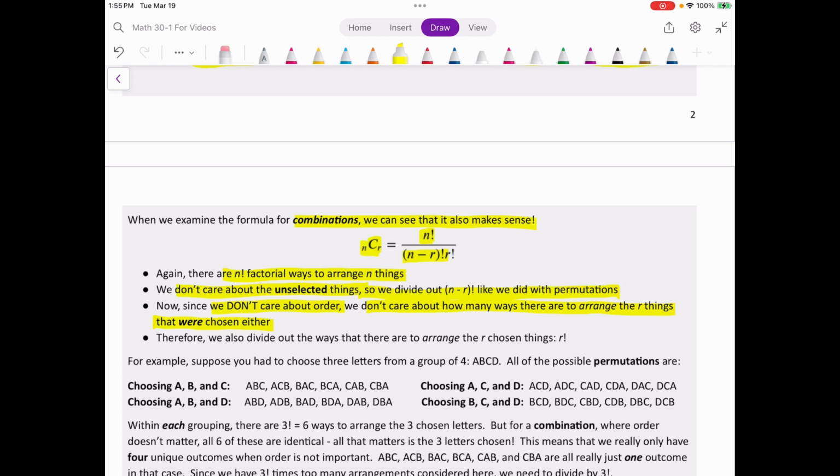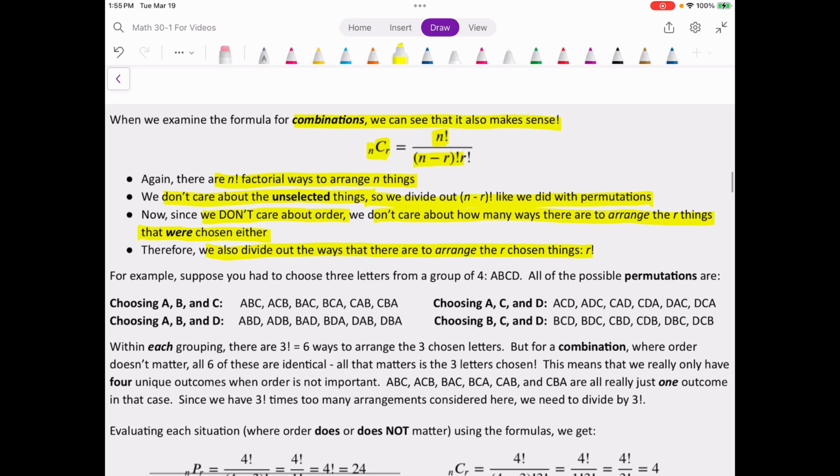And that's why we're going to divide the different arrangements of r out of the total number of ways to arrange as well. What we're interested in is just how many different ways could we choose r things from n options? How many different groups could we make? But we're not worried about the orders within those groups, right? So we also divide out the ways there are to arrange the r chosen things. And how many ways are there to arrange r things? r factorial, okay?